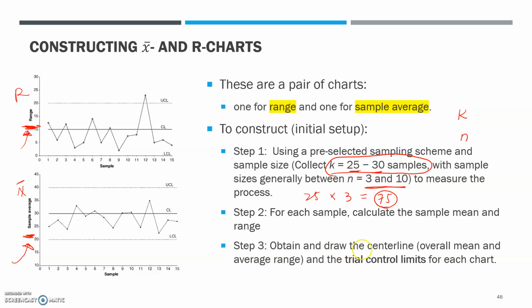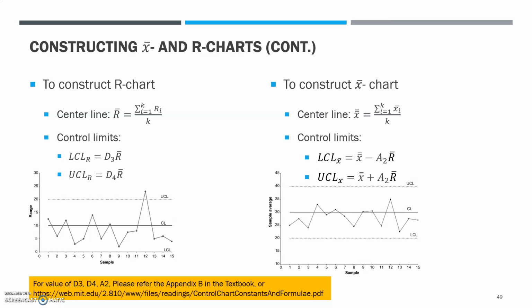And then obtain and draw the center line and the trial control limits for each chart. Of course, to construct the range charts or R charts, you need to obtain all the ranges for your 25 samples. The ranges, again, meaning the difference between the maximum and the minimum within the 3 observations you have drawn for that sample. Okay, and then the overall mean is the average of all 25 different samples. Okay, so if you're kind of fuzzy about these, don't worry, I'm going to demonstrate them later eventually.